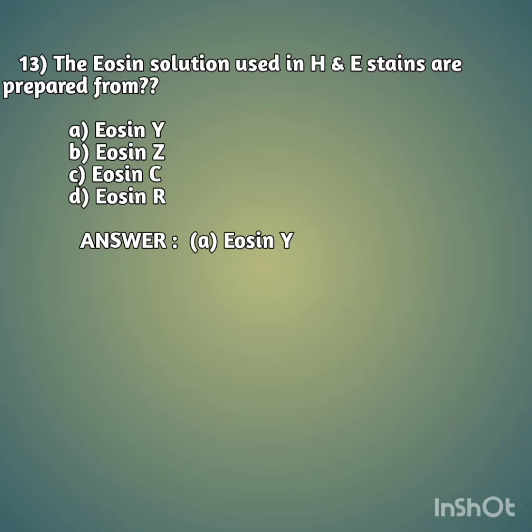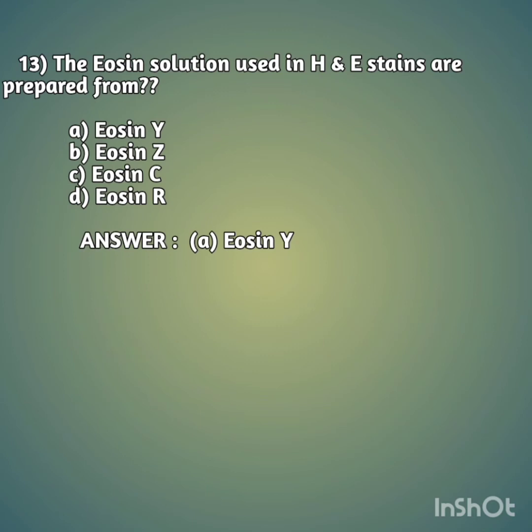The eosin solutions used in H&E stains are prepared from what? Okay, what do you mean by H&E staining? That is hematoxylin and eosin stain. This is the most common stain which will be used in the histopathological laboratory. So in this, eosin is prepared from what? Option A eosin Y, option B eosin Z, option C eosin C, and option D eosin R. So your right answer is option A eosin Y.